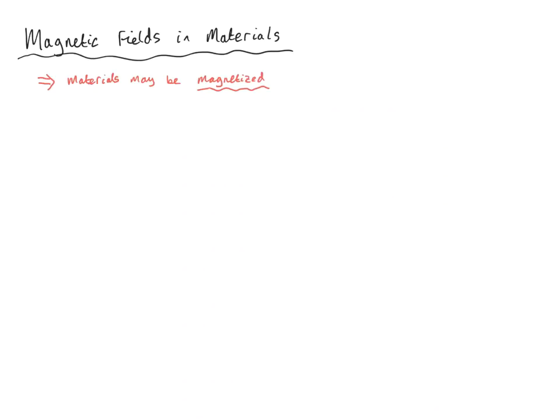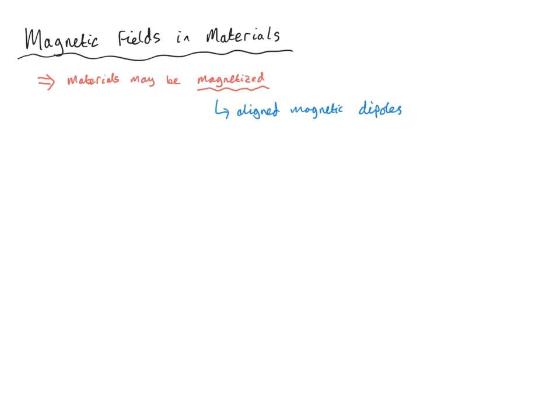Magnetic field effects in and near materials can be quite different from the magnetic field effects in free space, because the materials can themselves become magnetized. So what is magnetization on a microscopic scale? Well, magnetic dipoles are induced in the material and then become aligned. So the material overall has some macroscopic magnetic dipole moment.